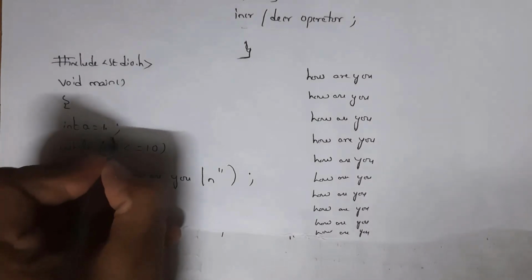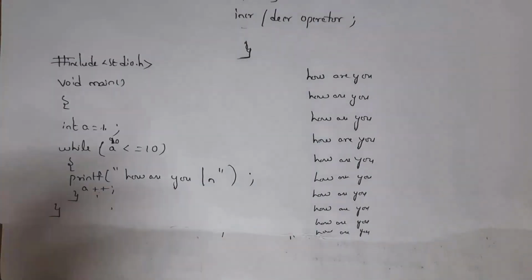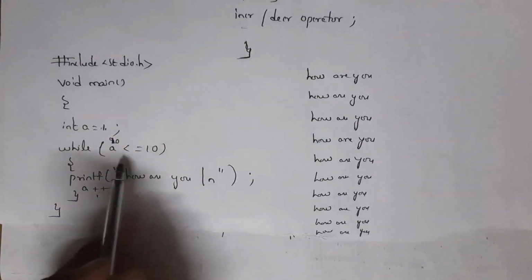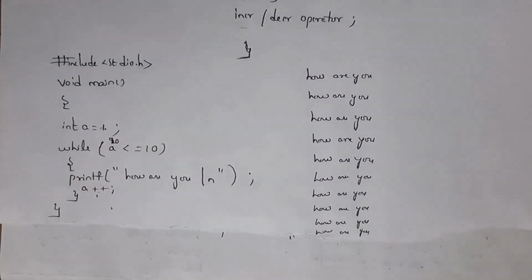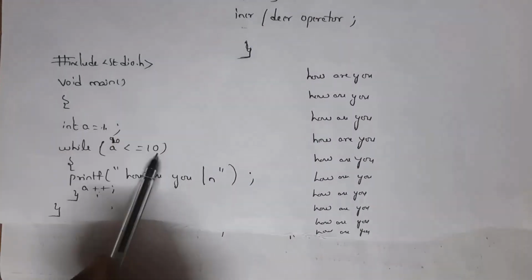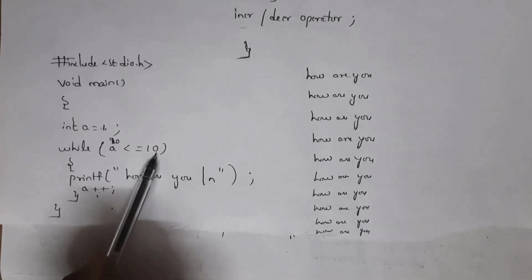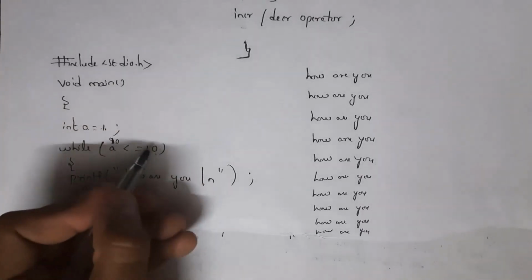At last it will take value 10. 10 is equal to 10. So this condition is satisfied. So I will get the output how are you from 1 to 10. So in total 10 times it will print how are you. For example, if you want to print how are you 100 times, just in place of 10 you can give here 100.